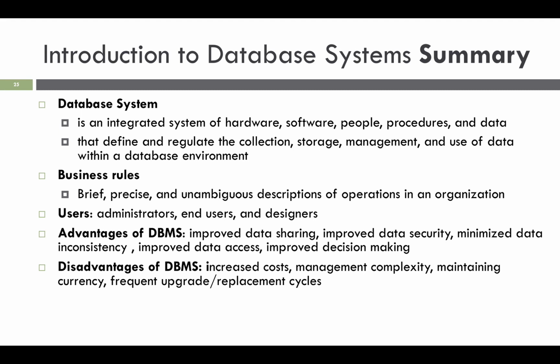To summarize, the database system is an integrated system of hardware, software, people, procedures, and data. It defines and regulates the collection, storage, management, and use of data within the database environment. Business rules are the brief, precise, and unambiguous descriptions of operations in an organization. There are three different types of users, which are the administrators, end users, and designers.